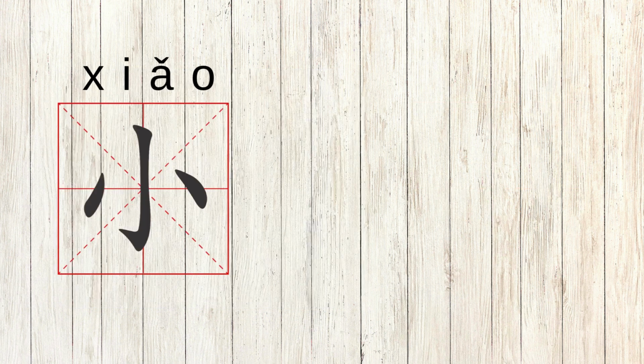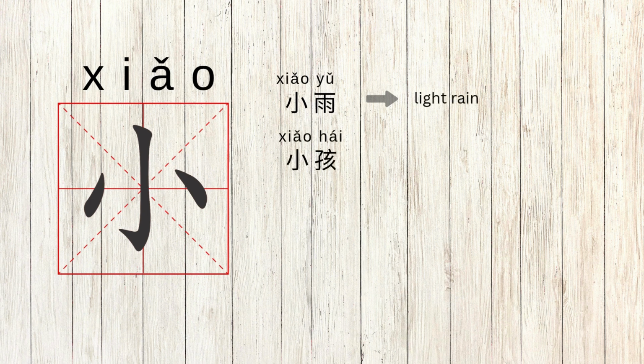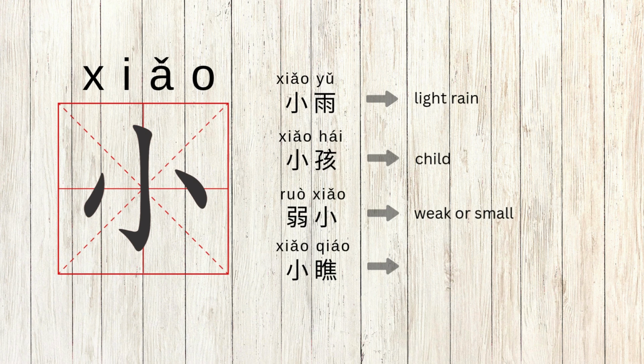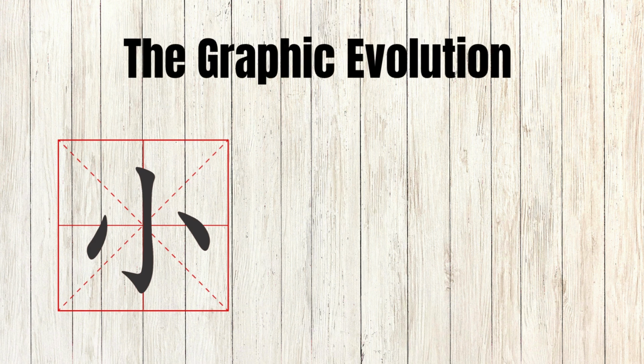This character appears in many words, each carrying a slightly different meaning. For example, 小雨 means light rain, 小孩 means child, 弱小 means weak or small, 小瞧 means to belittle or to look down on. Now, let's take a look at how this character evolved throughout history.